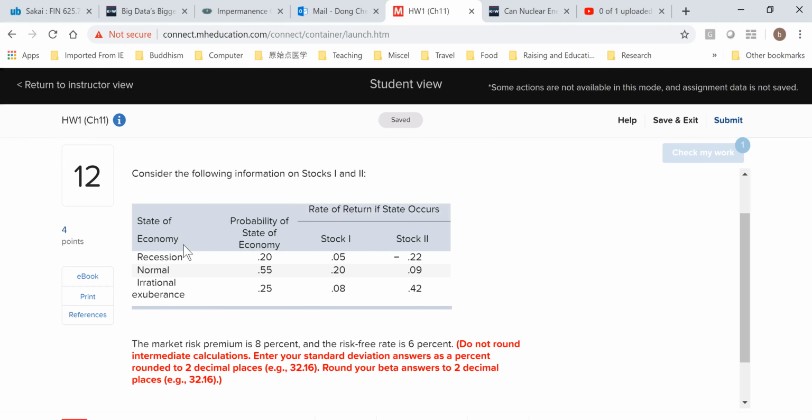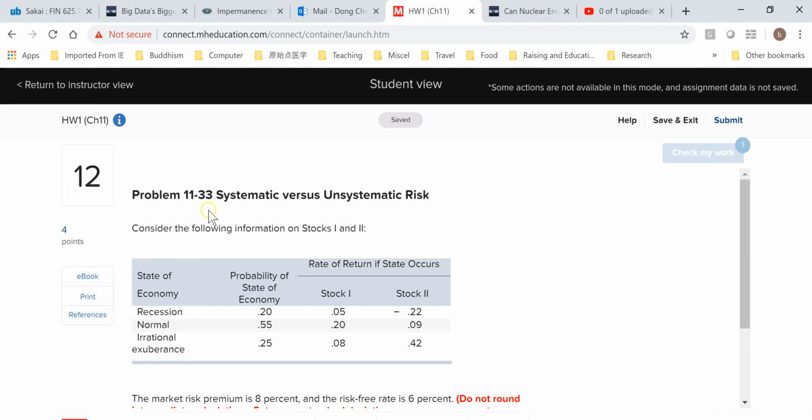This is question number 12, problem 11-13 of homework 1 for chapter 11. Consider the following information on stocks 1 and 2.